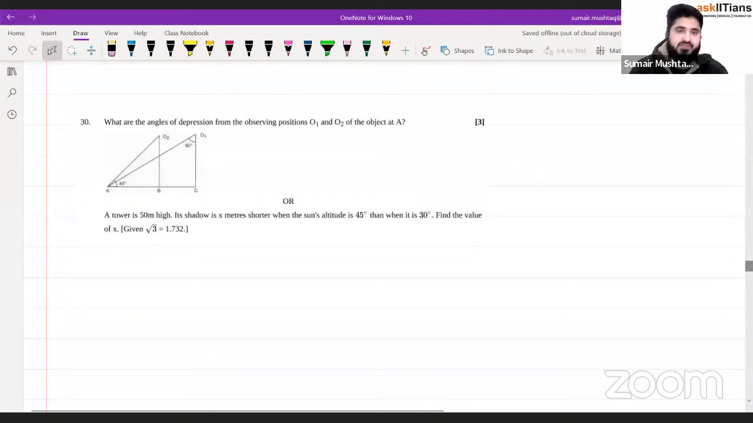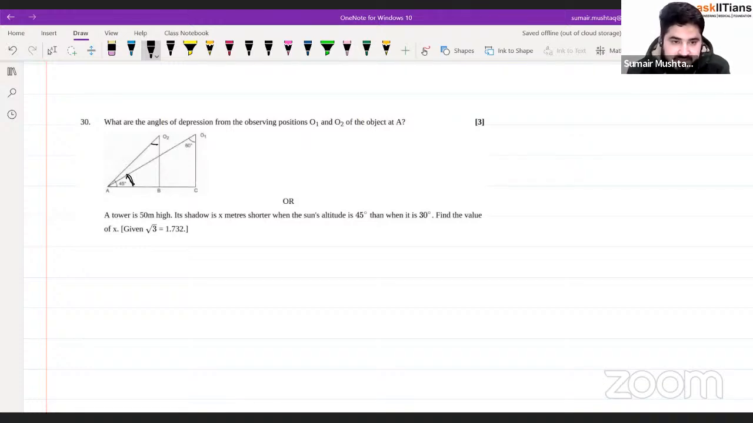This is the next question. Easy question. Come on, tell me how to do it. Let me know how to do it. See, this is given as 60. The angle of depression means you need to find this angle, and you can find this angle as well. How to get it? This is 60.